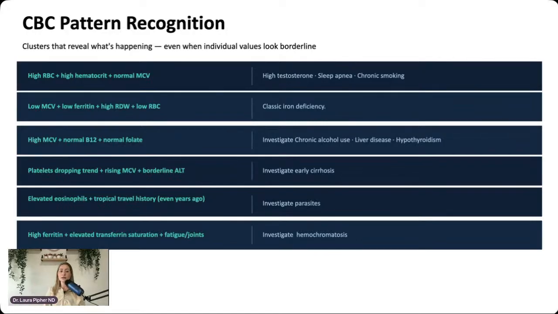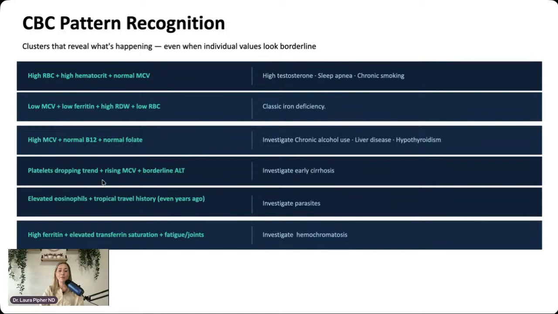Classic iron deficiency is low ferritin, high RDW, low red blood cells, low MCV, and you may or may not have low hemoglobin. When we look at something where you have normal B12, normal folate, but a high MCV, again, your cells are really big, but we've ruled out B12 and folic acid. We might want to look into the liver, chronic alcohol use, hypothyroidism. These are the cases where you're like, everything's normal, but weirdly my MCV is coming up high. Well, we might want to look at the thyroid, the liver, or if there's a lot of alcohol use, then we want to attribute it to that.